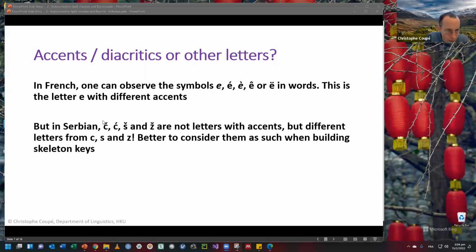This letter is not pronounced C. This is a ch. And this one is a ch, slightly different. And this one is a sh, and this one is a j. So accents work if you consider skeleton keys in French, but you need to be careful in one specific language. Do you want to consider, is it an accent or is it actually a different letter? So you need to be careful.